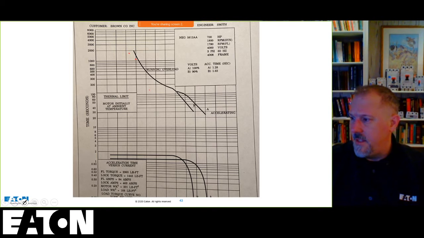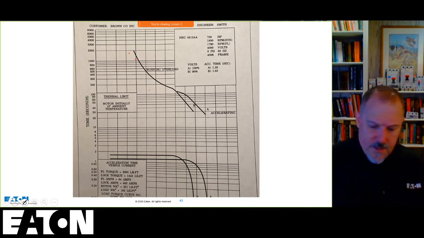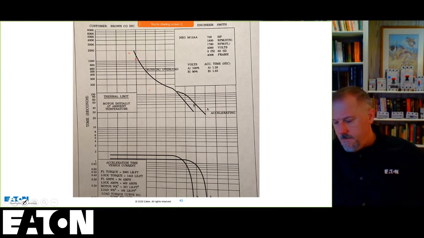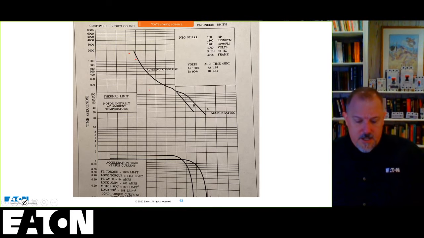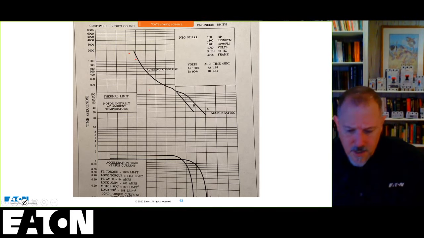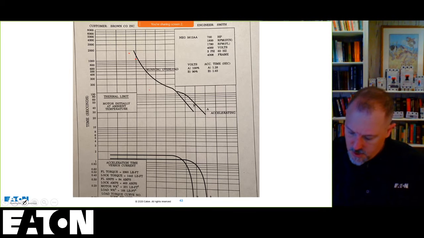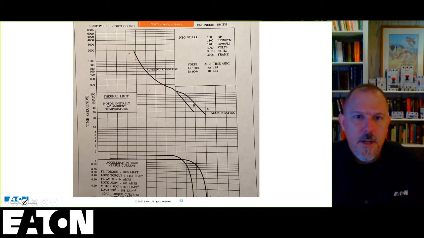You'll see, like in this case here, we have time in seconds, and I've got to find the original source for that one. This curve that you see here is a 700 horsepower motor. Like I said, for large motors we get a lot more detailed information. So what you're seeing here is the acceleration time versus the current. Remember we talked about acceleration and that transition from locked rotor amps to full load amps.